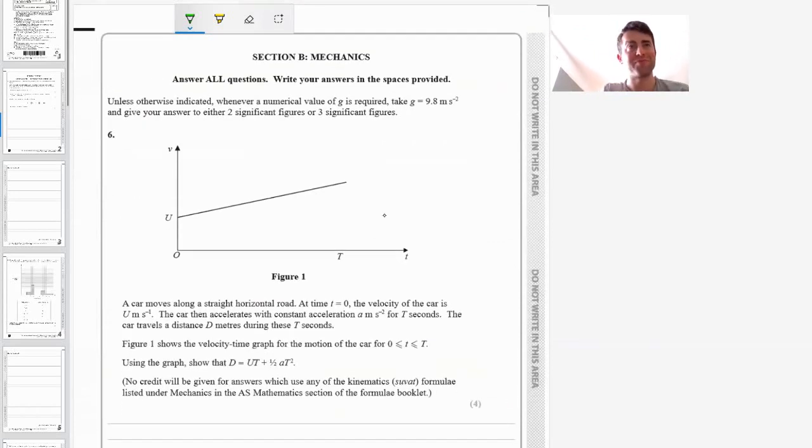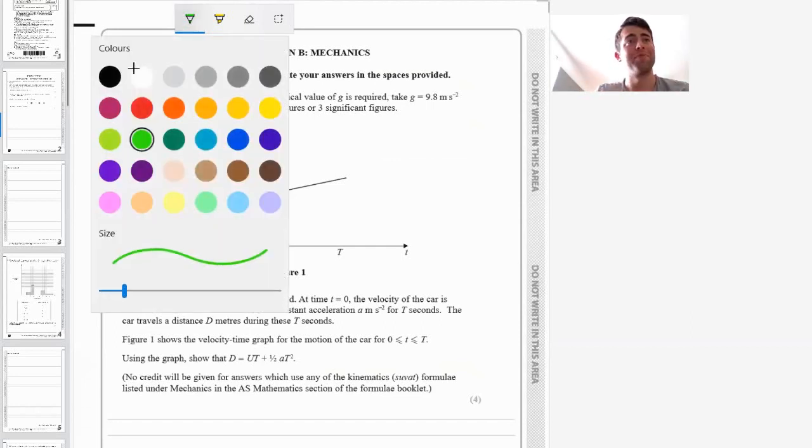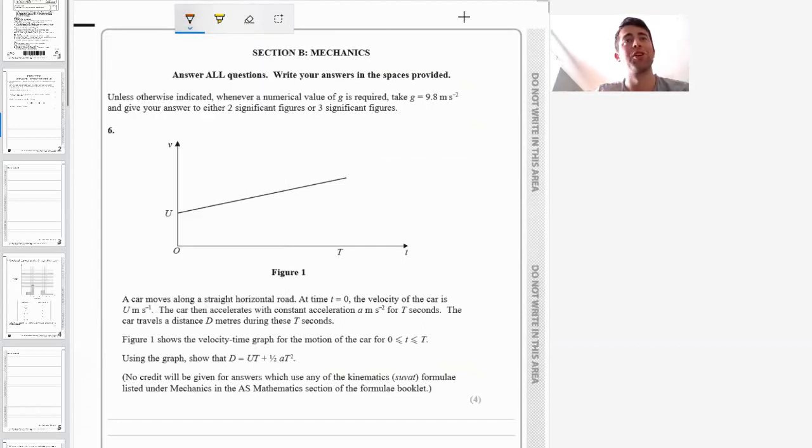We're on to mechanics now. Another one of my favourite questions here, this first one, because we're asked to look at a graph and derive a Suvat equation. It says we're not allowed to use Suvat equations from the formula book. We've got to derive them.